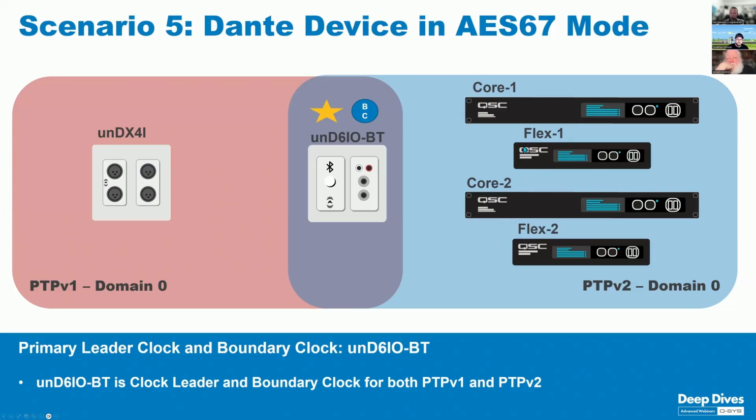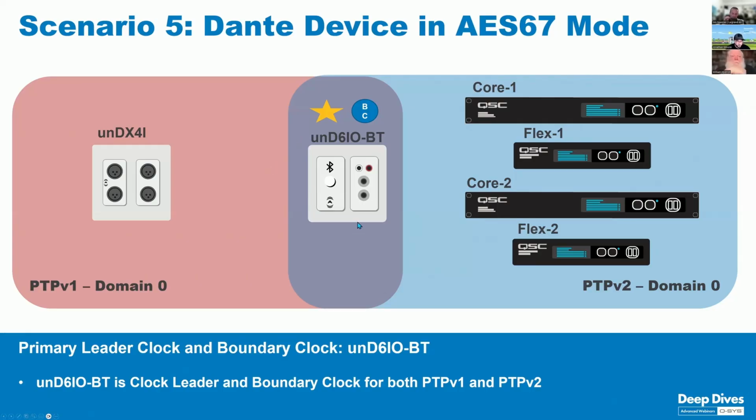Now what we've done is we've introduced a device on our network that has an older chipset, an Ultimo chipset from Audinate, that is only capable of Dante communication. So it's only capable of speaking PTP version 1. It has no concept of the PTP version 2 clocking domain on the network. We've also introduced a Bluetooth wall plate that has the ability to transmit Dante and AES67.